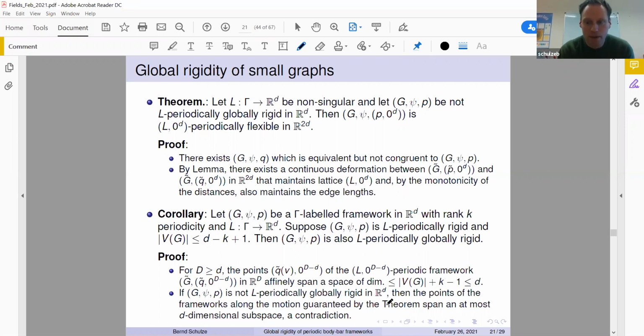So this is our trick here to deal with this problem, to show that small rigid graphs are in fact globally rigid.